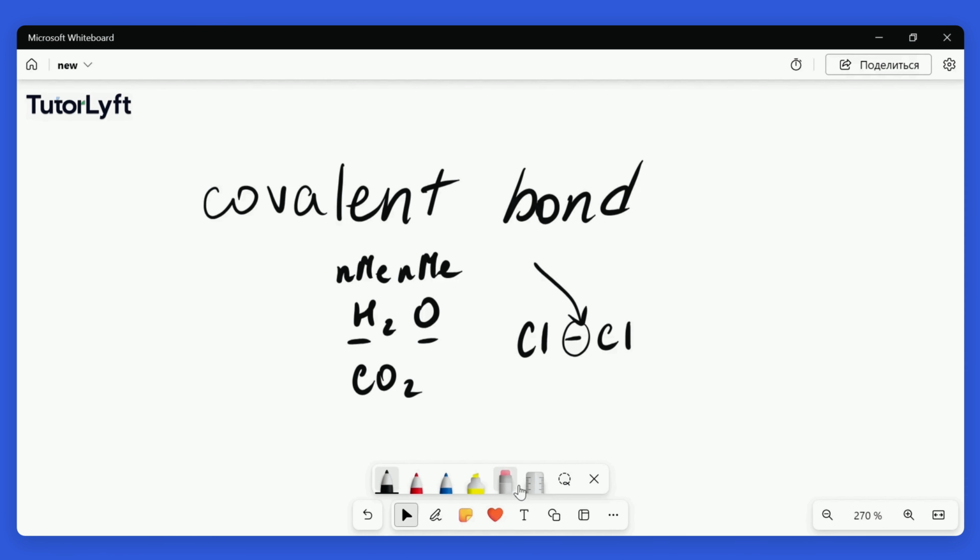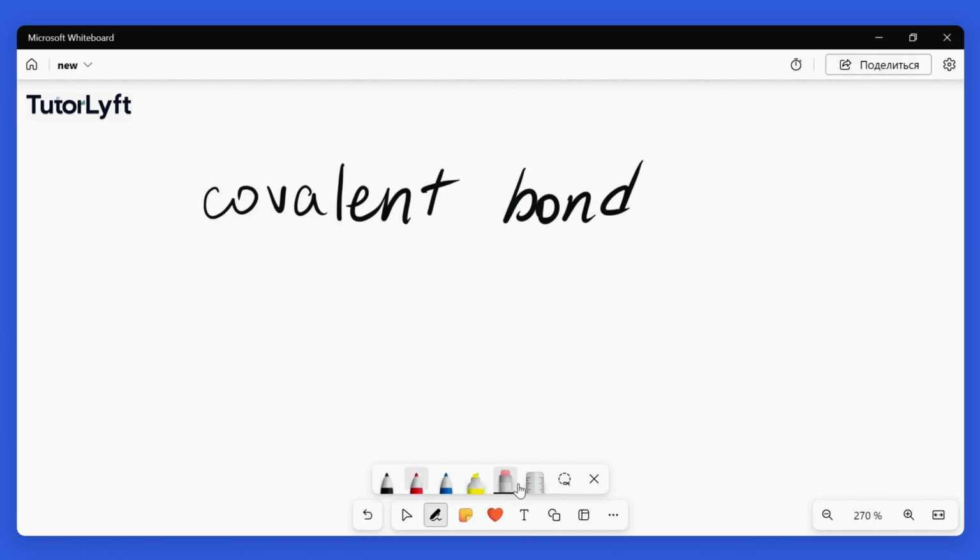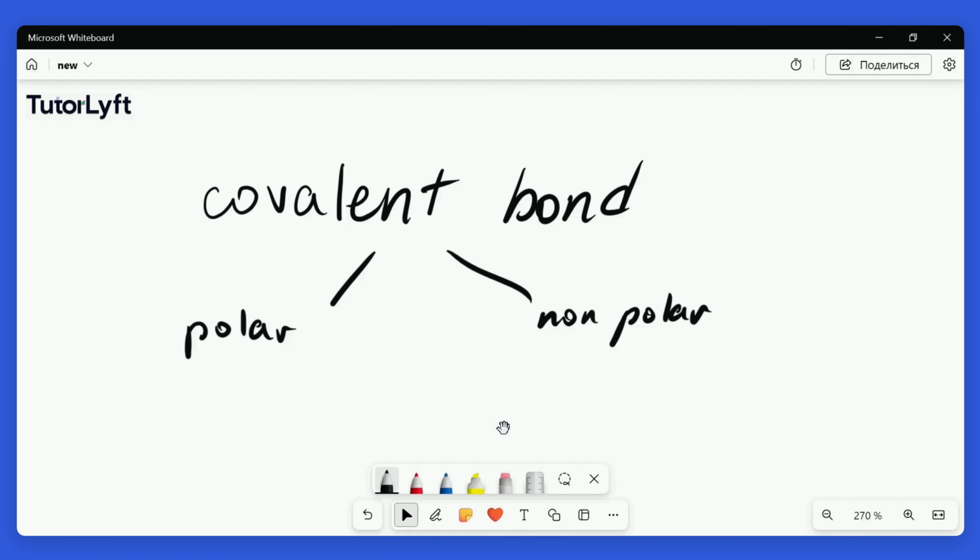Now, what are the two types of covalent bonds? It could be polar and nonpolar. Now, why did chemists decide to split covalent bonds? That's because of the physical properties of the compounds. But that's what we're going to talk about a bit later. Now, how do we determine which compound is polar and which one is nonpolar?